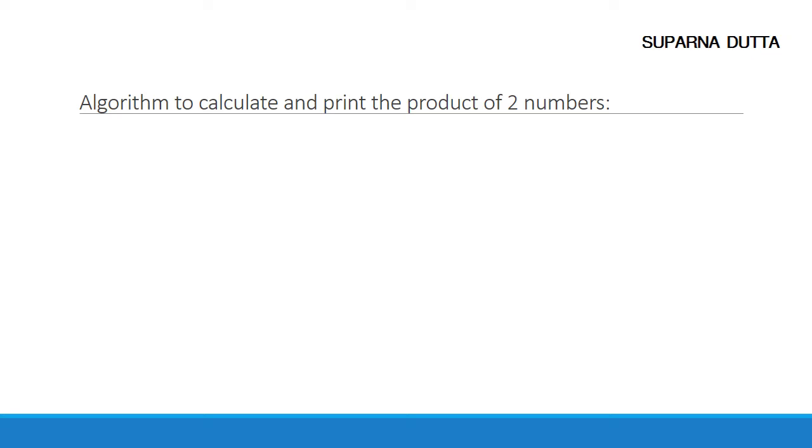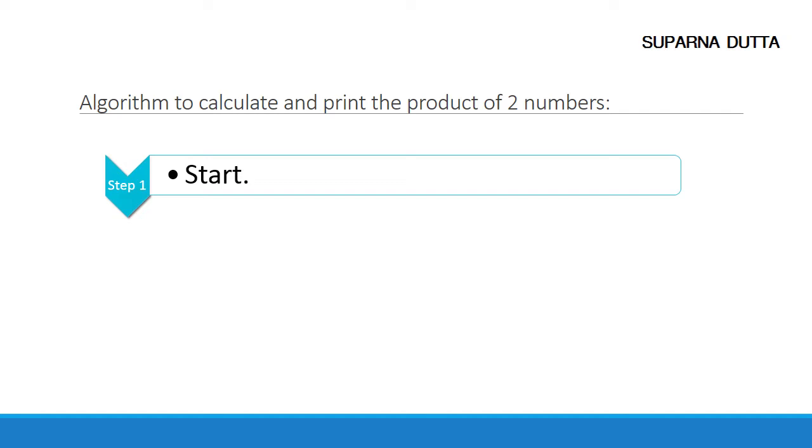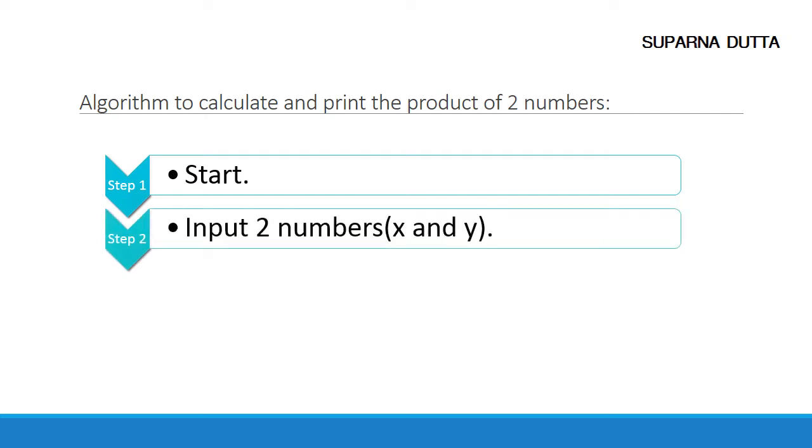Before that, you should know that all algorithms start with the word start. The first step will always be start. Now come to the next step. The next step will be to input the two numbers. Here for instance we have taken x and y as the names of those two numbers.